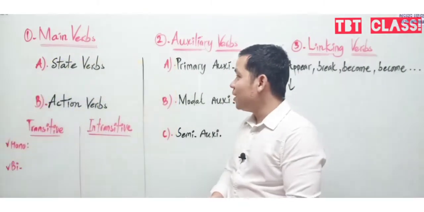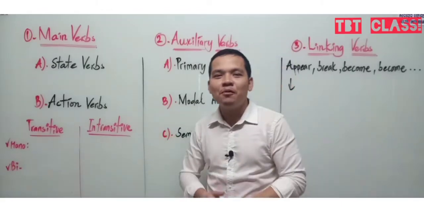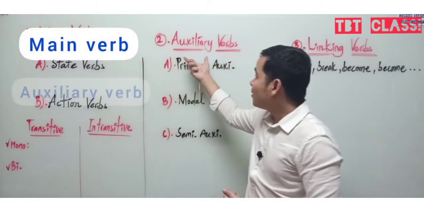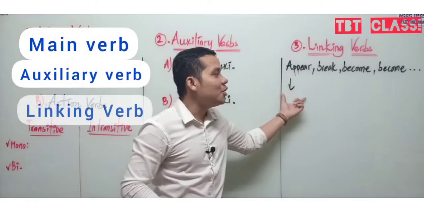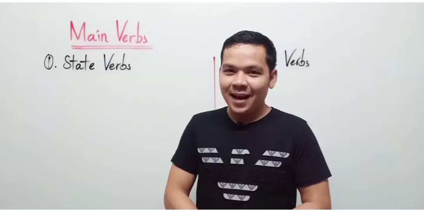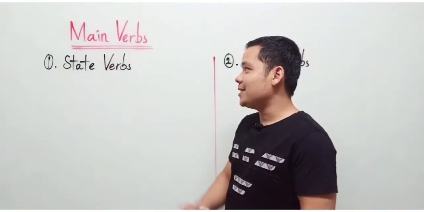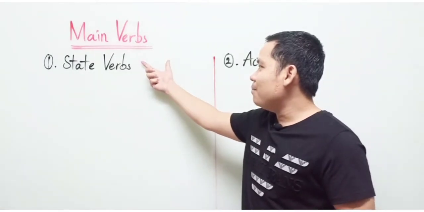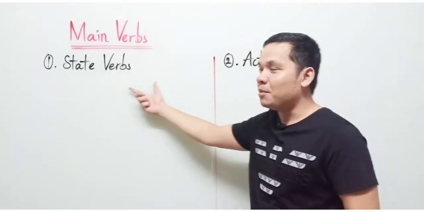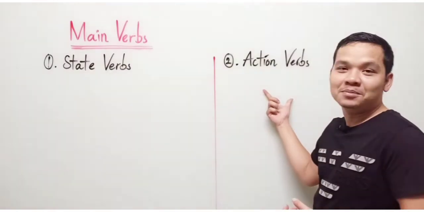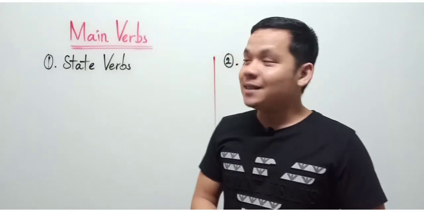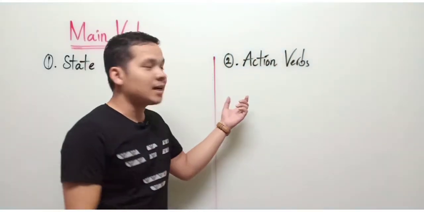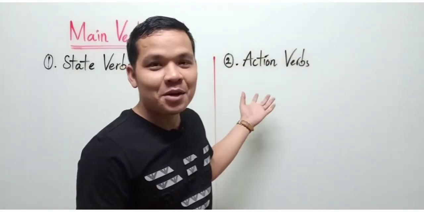Okay, so everyone, let's move to our lesson about main verb, auxiliary verb, and linking verb, one by one with me. Let's move to main verb. You can see on the whiteboard, with an empty whiteboard, just main verb, with number one about state verb and number two about action verb. So what am I going to tell you?